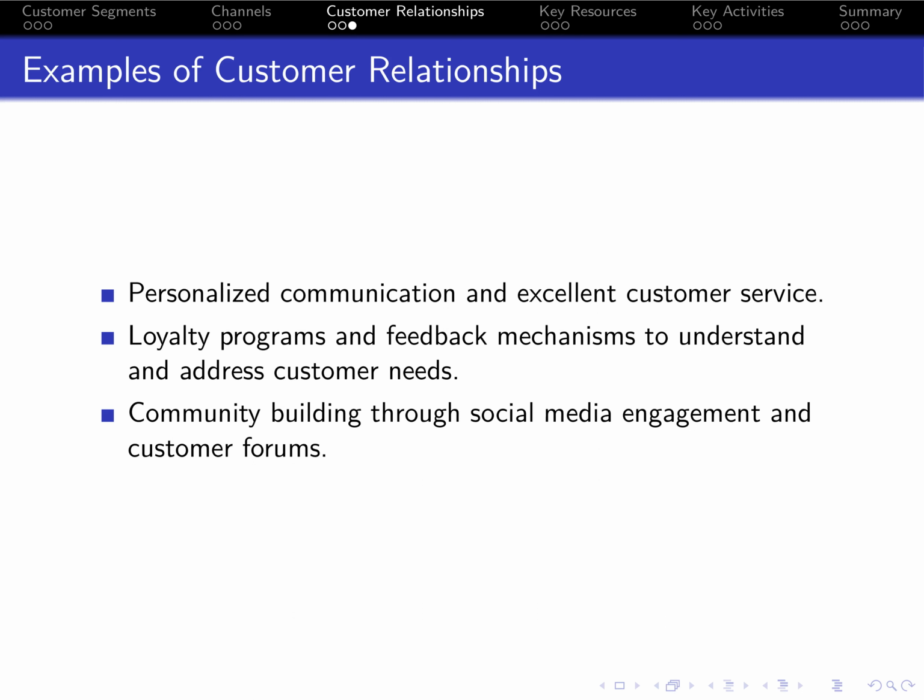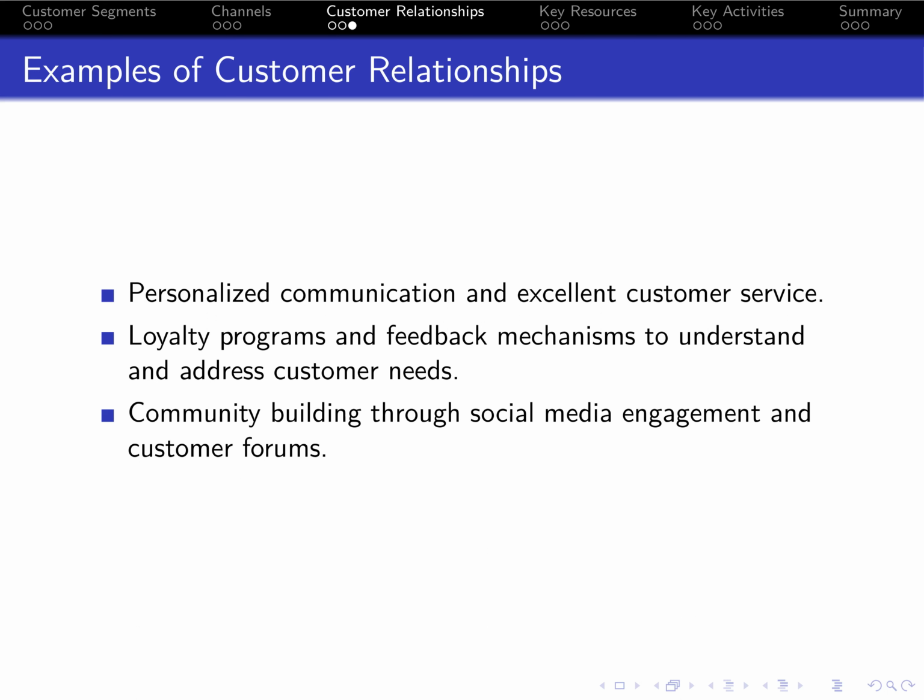In this slide, we delve deeper into examples of customer relationships that businesses can cultivate to enhance their interactions with customers. Personalized communication and excellent customer service are key aspects where companies tailor their communication to meet customer preferences and provide timely assistance. Loyalty programs and feedback mechanisms play a crucial role in understanding and addressing customer needs by rewarding repeat business and gathering insights for improvement.